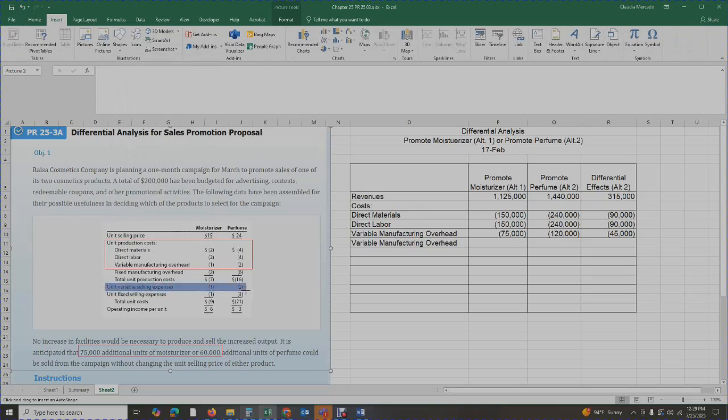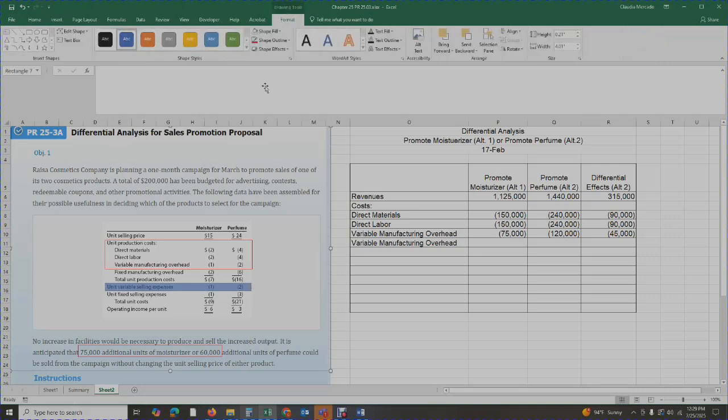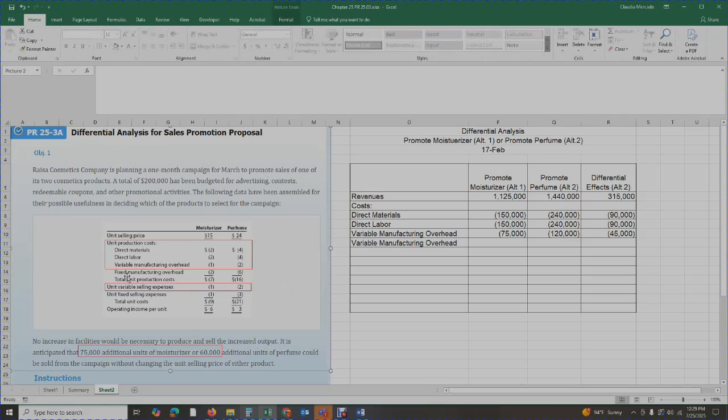Anything that's variable is going to change because we're going to have to sell more units. So the variable components need to change. The fixed components will stay as is. Those amounts are fixed regardless of the quantity that you produce. So when we're looking at the data, we always have to include materials, labor, and overhead. And then if we have any additional variable expenses, we include those as well. In this case, we've got a variable selling expense.